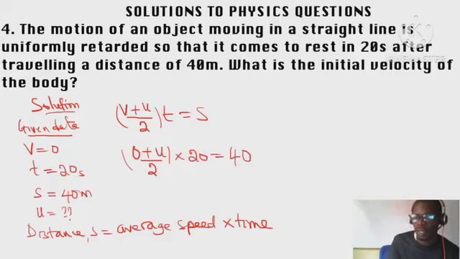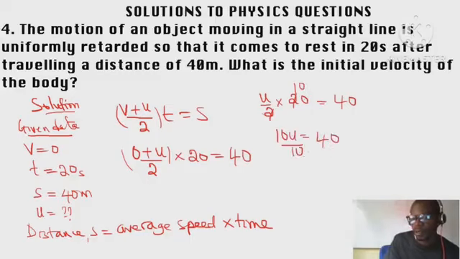So from here you can see that u plus 0 is going to be u, and we have u over 2 times 20 equals 40. 2 cancels 2 here, and that's 10. So we have 10u equals 40. Then divide both sides by 10. 10 cancels 10. Therefore, u equals 4 meters per second.